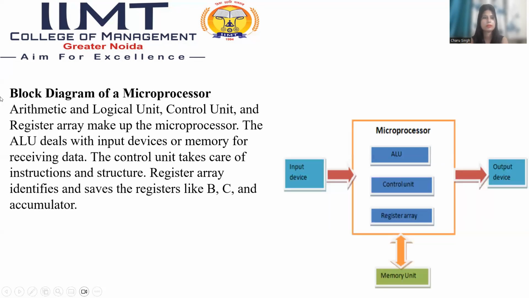Let's discuss the block diagram of a microprocessor. A microprocessor is basically built up of the ALU, control unit, and registers array. The ALU deals with the input device or memory for receiving data. The control unit takes care of the instructions. Registers store data, like B, C, and the accumulator.